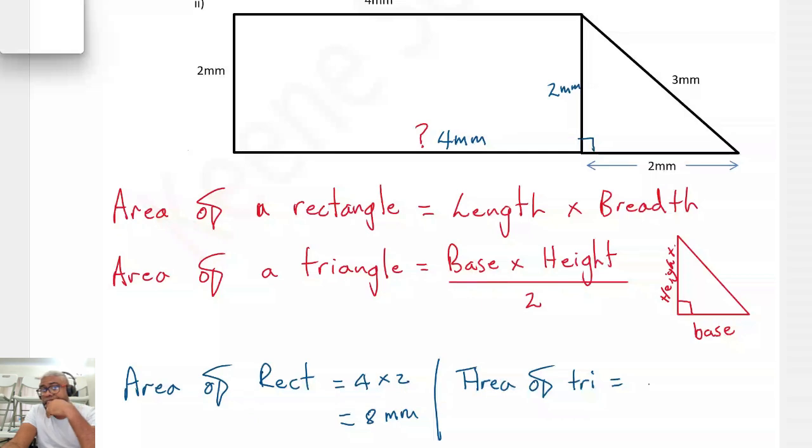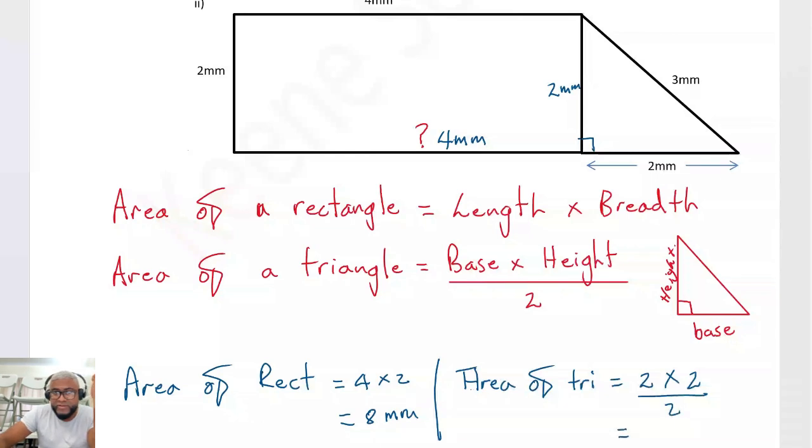2 multiplied by 2. Thank you. Sorry, my baby brother was breaking in. All right, no problem. So your base is 2 and your height is 2, divided by 2. This is our area, so this has to be millimeters squared, right? 2 2s are 4. 4 divided by 2 will be 2 millimeters squared, right?